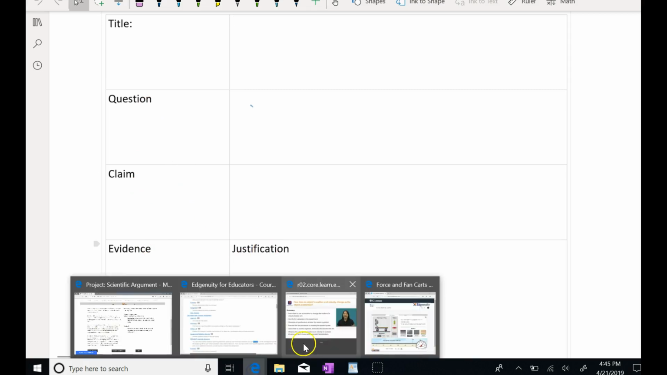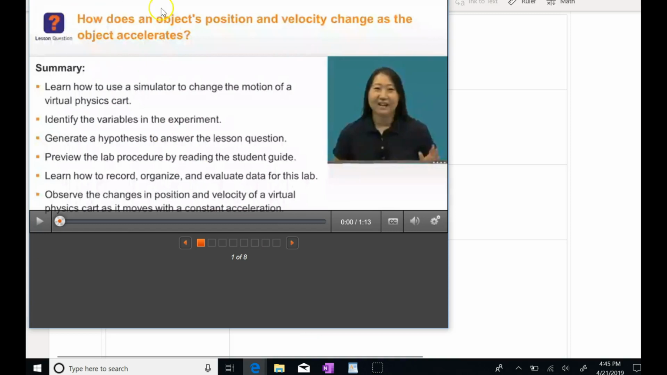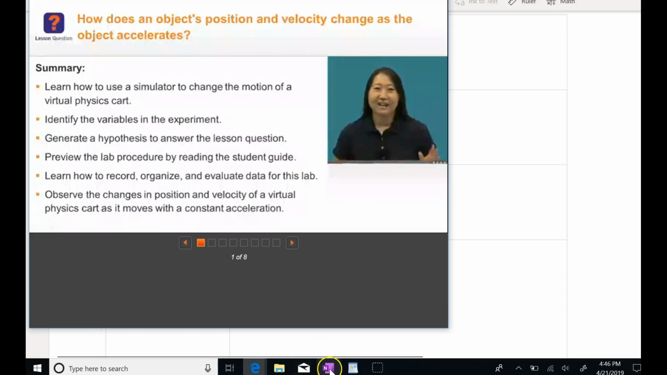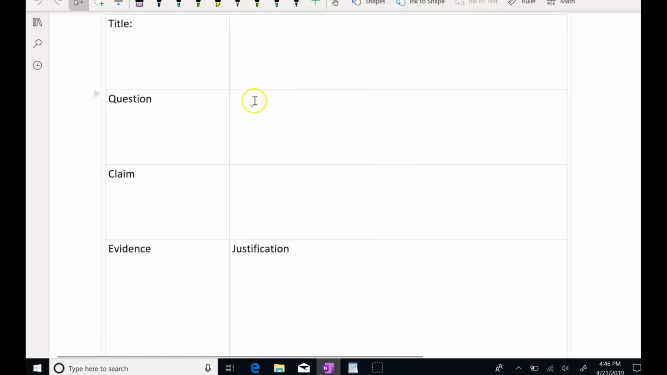So going back to the lab, the lesson question already tells you what the question for this lab investigation is. So all you have to do is to take that question, make sure it is well focused, and you can just copy that down as your question. For example, this question is clearly focused because it is telling how does an object's position and velocity change as the object accelerates, which is the purpose of the investigation. So it is always good to write the question as an exploration between 2 variables, like how does this variable change as you change this variable.